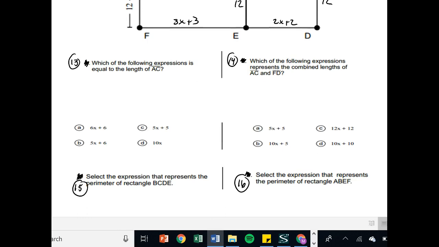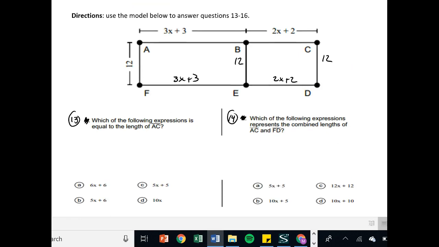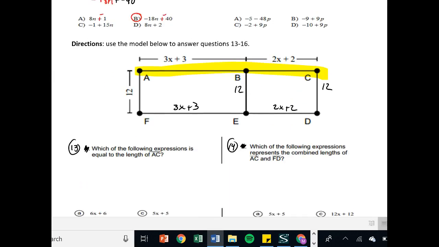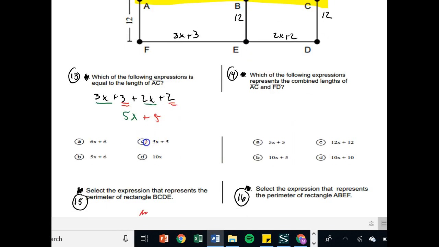So number 13 says, which of the following expressions is equal to the length of A to C? So they want from A all the way to C. So basically they just want you to combine those two expressions. They want to say, what's 3x plus 3 plus 2x plus 2. So just look for your like terms. We've got 3x and 2x. That gives us 5x. And then we've got 3 and 2, which gives us plus 5. So our answer is, in fact, C.